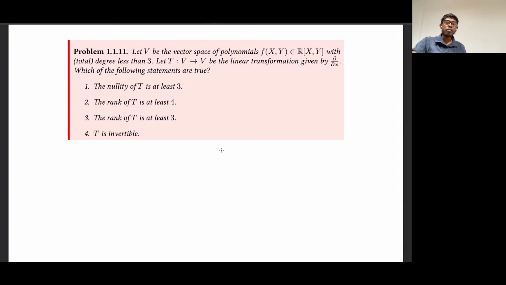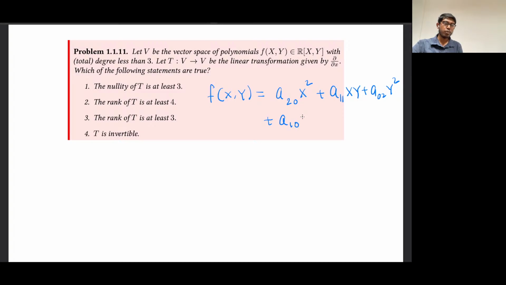Yeah, okay. So let's start. Let V be the vector space of polynomials f(x,y) in R[x,y]. So it's a polynomial in two variables, with total degree less than 3. So it means that f(x,y) is like a20 x² + a11 xy + a02 y² + a10 x + a01 y + a00. So this is an arbitrary polynomial in R[x,y] where all these a_ij are real numbers, and which has degree less than 3. Degree is 2. Okay, fine.